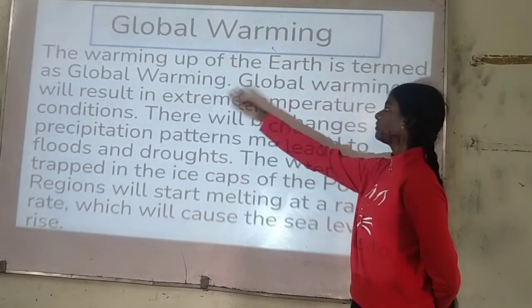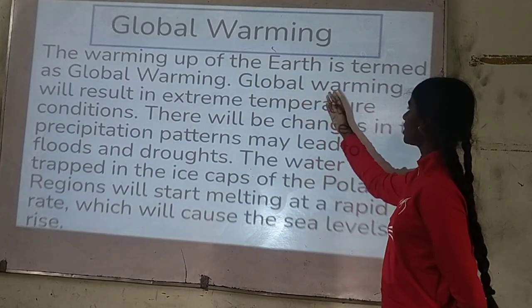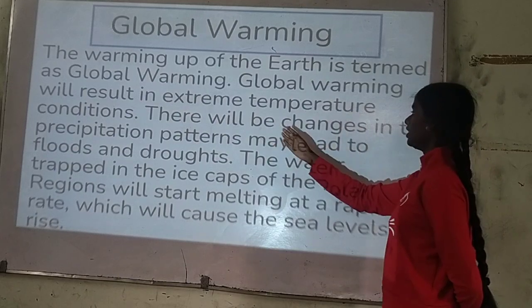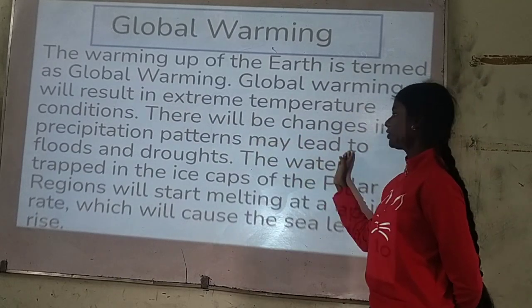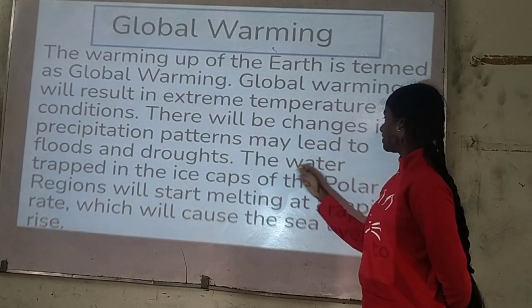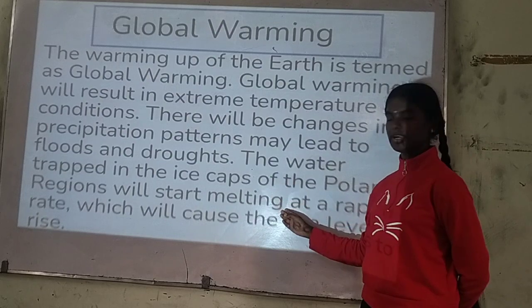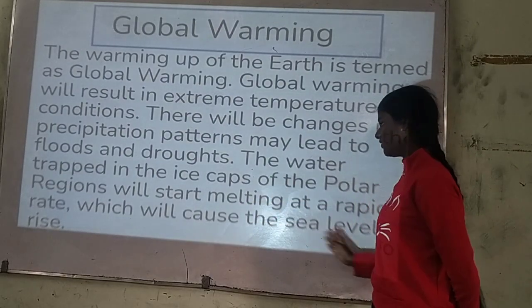Global warming. The warming up of the Earth is termed as global warming. Global warming will result in extreme temperature conditions. There will be changes in the precipitation patterns which may lead to floods and droughts. The water trapped in the ice caps of the polar regions will start melting at a rapid rate which will cause sea levels to rise.